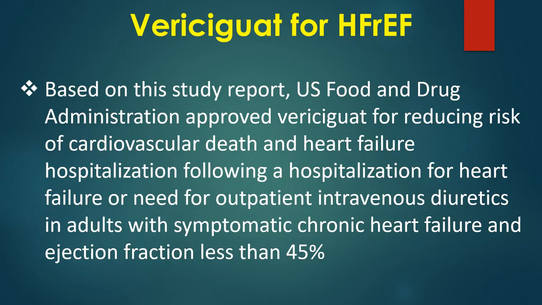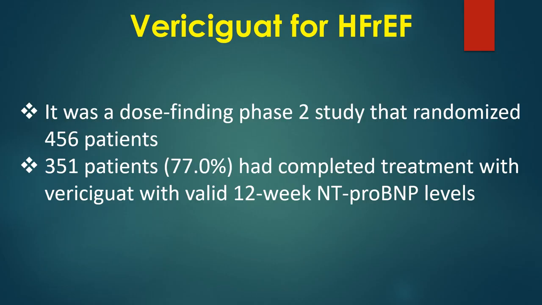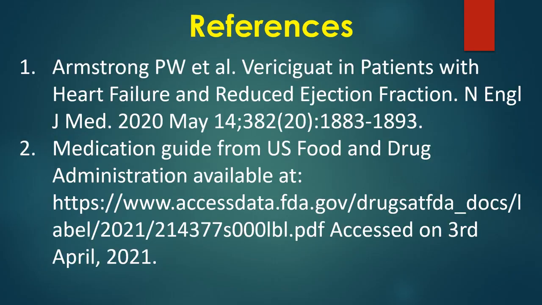SOCRATES-REDUCED randomized trial had shown that Vericiguat did not have a statistically significant effect on NT-proBNP level at 12 weeks of treatment. It was a dose-finding phase 2 study that randomized 456 patients. 351 patients had completed treatment with Vericiguat with valid 12-week NT-proBNP levels.